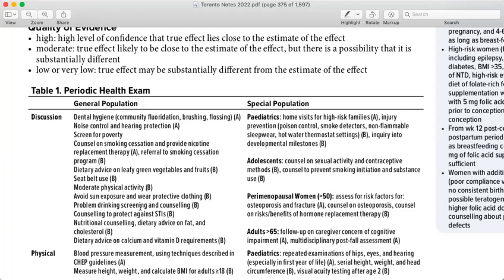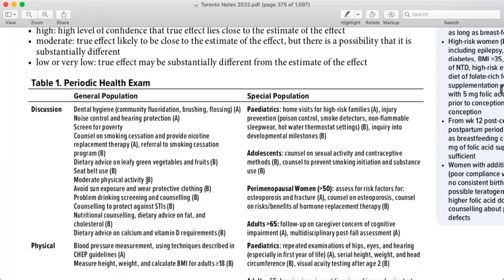Drinking screening and counseling, STI screening and protection. Then nutrition counseling and dietary advice, and cholesterol and vitamin D supplementation should be discussed with every single population. Now, based on the type of population, like in pediatrics, you are going to discuss the home visits. If they are suffering from any child abuse or those things, then injury prevention and inquiry into the developmental milestones.